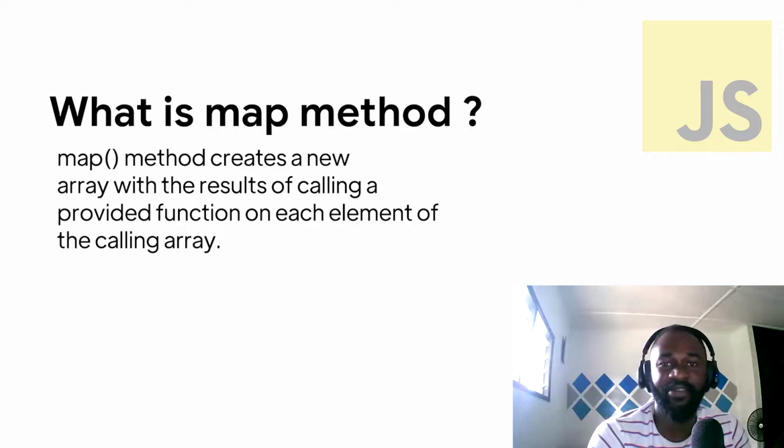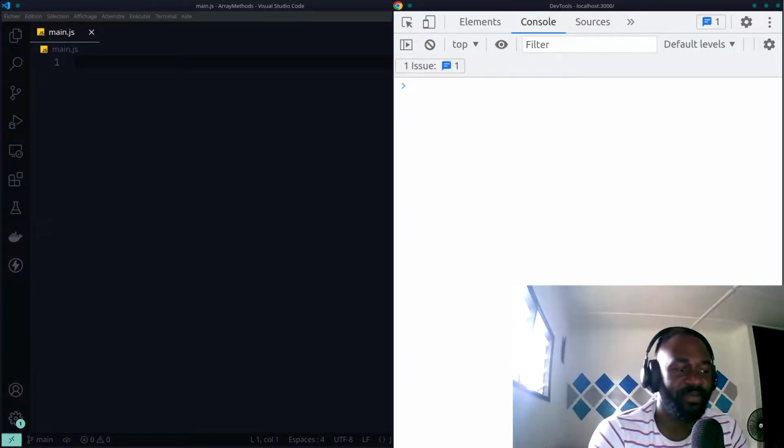So if I have an array of 2 items, I'm going to execute the map function on the 2 items, and the results will constitute the items of the new array that will be created. So let's see an example.